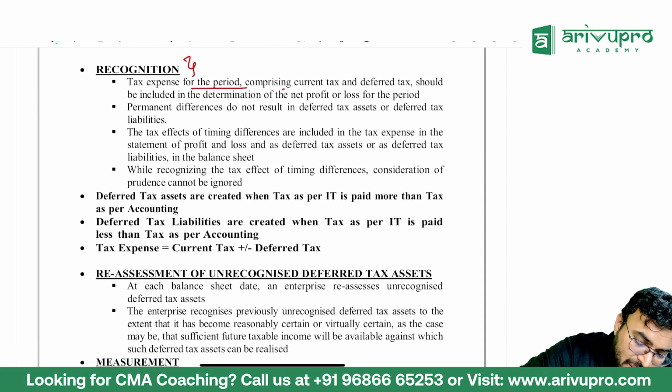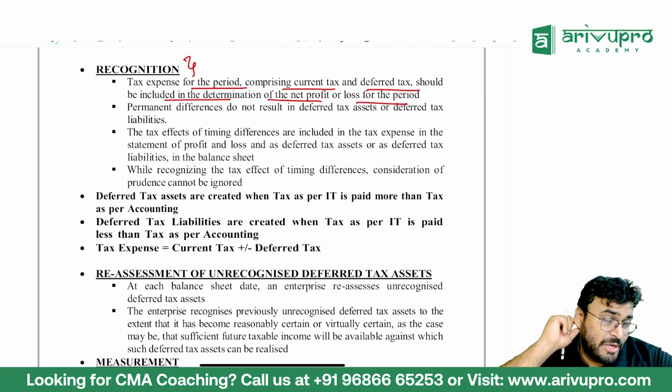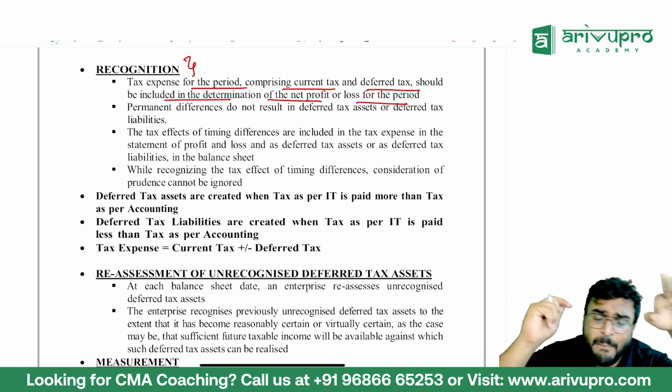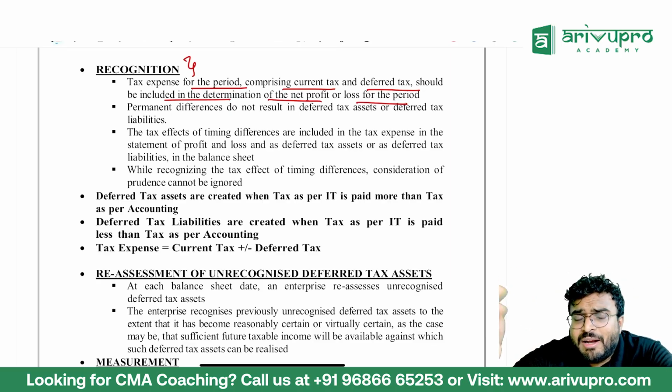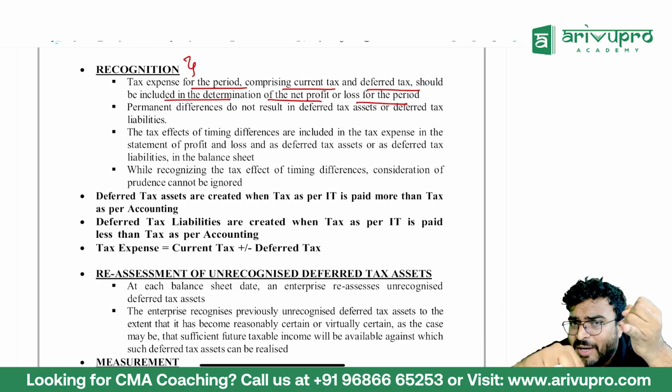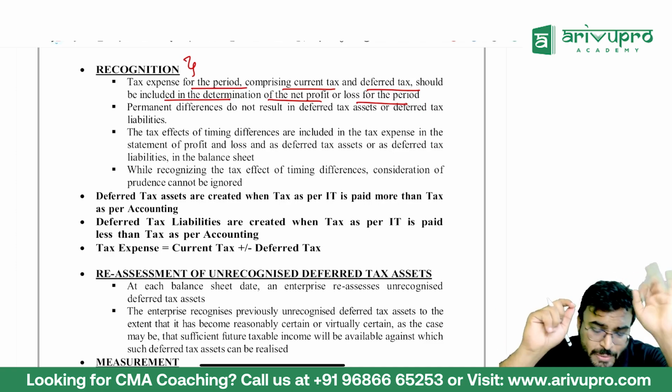Tax expense for a period, comprising current tax and deferred tax, should be included in the determination of net profit or loss for the period. They are telling tax expense should be taken in the P&L. Of course, we'll take it in the P&L. Current tax, that means tax payable as per income tax, and deferred tax, plus or minus, should be taken.